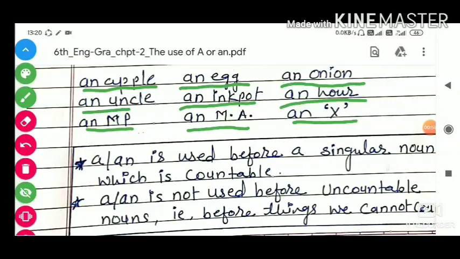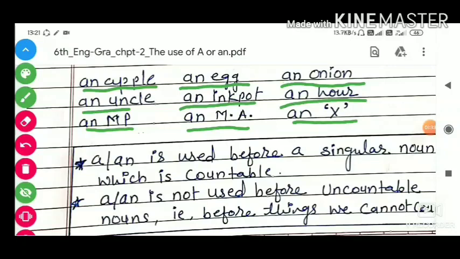An hour. Now though this H is a consonant, it is a silent H, so we use an before hour. An MP, an MA. M is a consonant, but it makes the sound A, so we use an MP. An MA. An X. When we are pronouncing X, we make the sound A first. So we use an X.